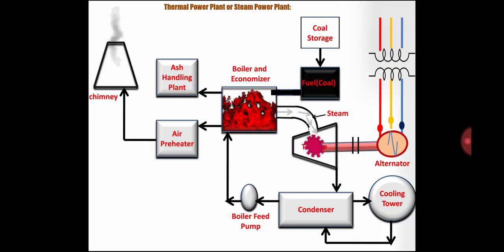Now there are certain units which increase the efficiency of the thermal power plant. The first unit is called the air preheater, and then the economizer. To increase the rate of combustion in the boiler, we have to use air. The temperature of the air used in the boiler is increased by using the heat of the flue gases. Before the flue gases are released into the atmosphere through the chimney, the heat is extracted by the air preheater, and the temperature of the air increases, and then that air is used in the boiler.